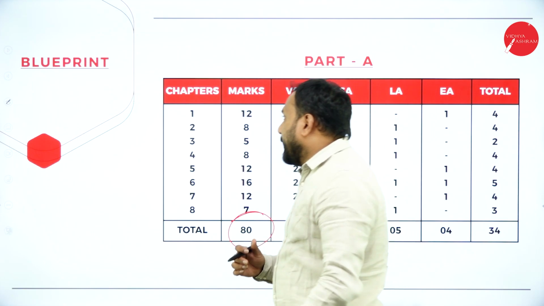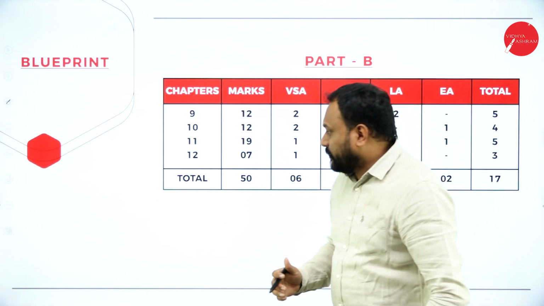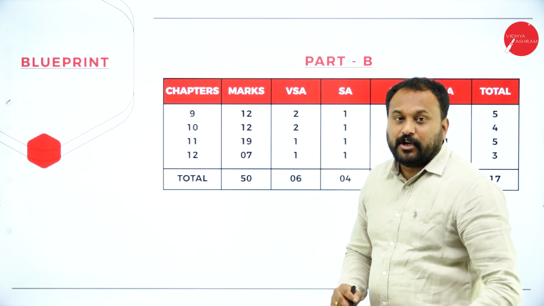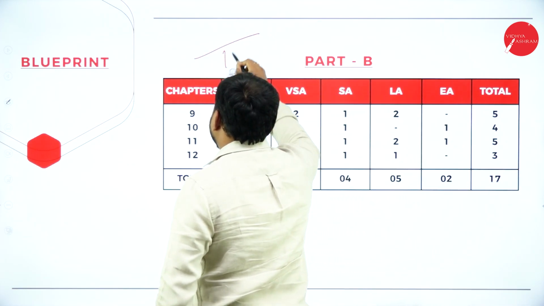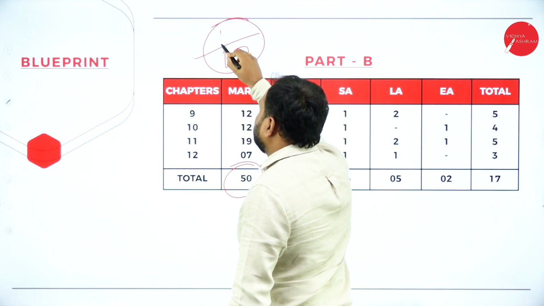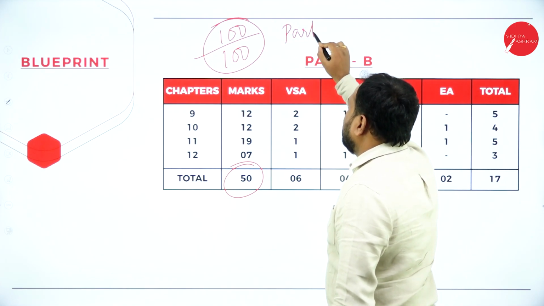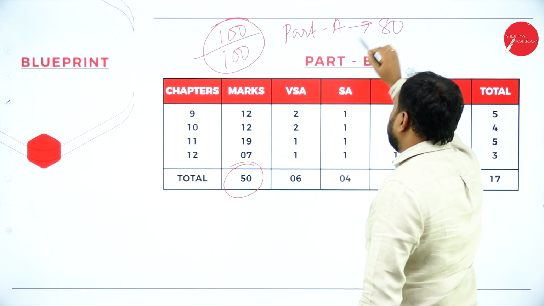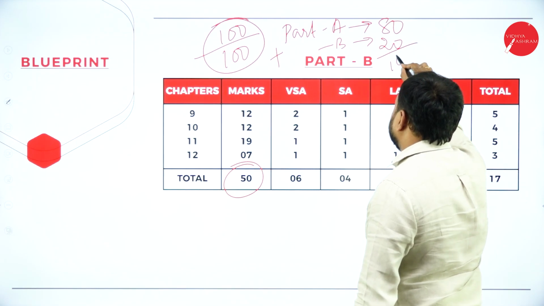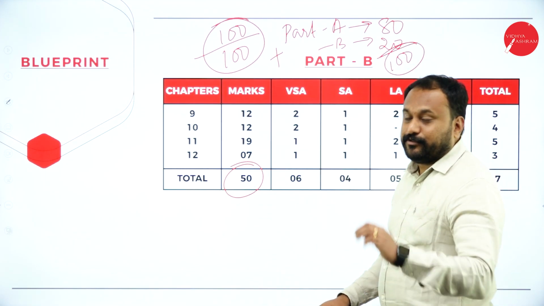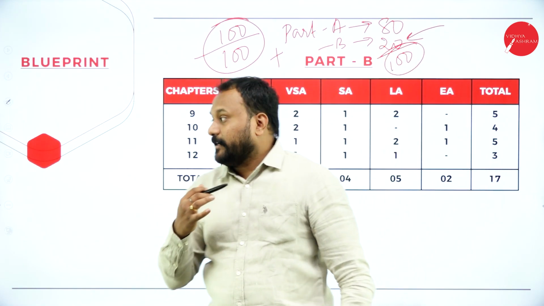Now let's go with part B. Part B has 4 chapters. Within these 4 chapters, how many marks will you get? 50 marks. But the syllabus is for 100, the marks are for 100. So how much do you need? 100. So what exactly can you do? Part A, that is 80 marks, plus you take from part B only 20, so it is 100. So instead of getting 50, if you score 20 here, you'll be getting 100. This is called the smart way of learning, students.